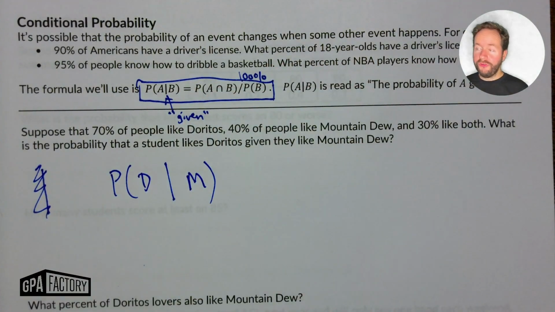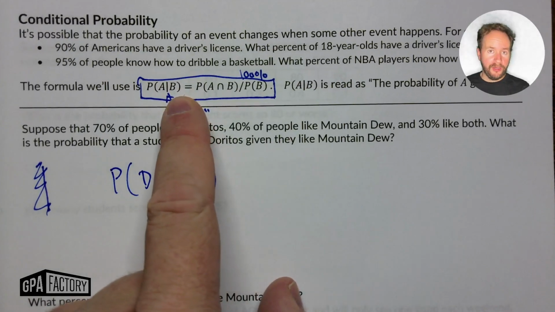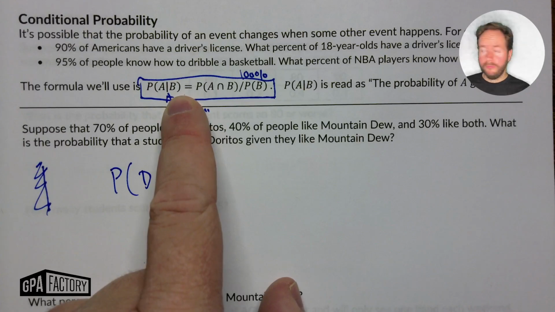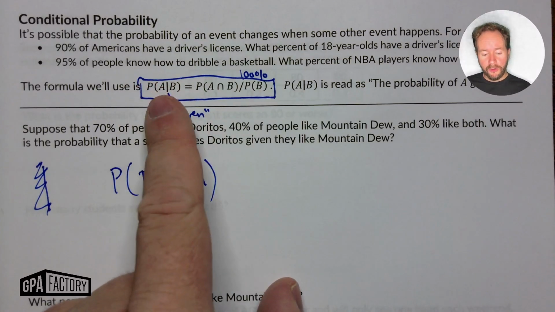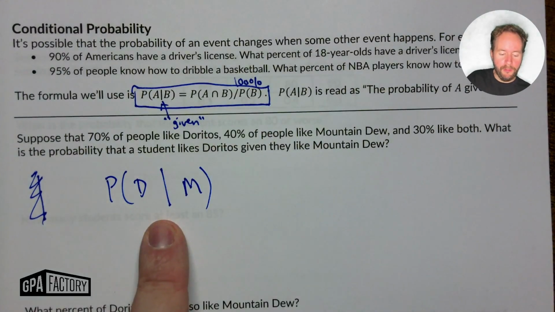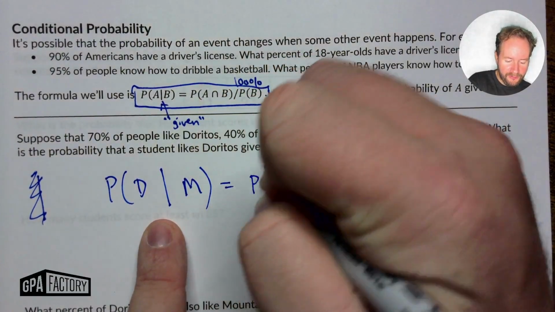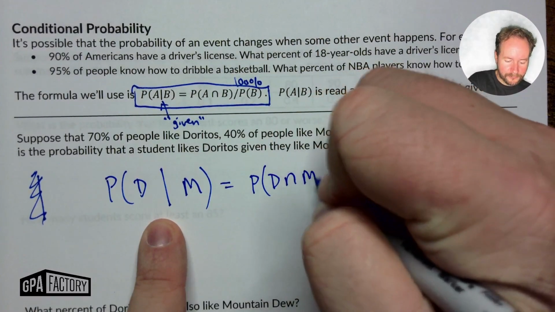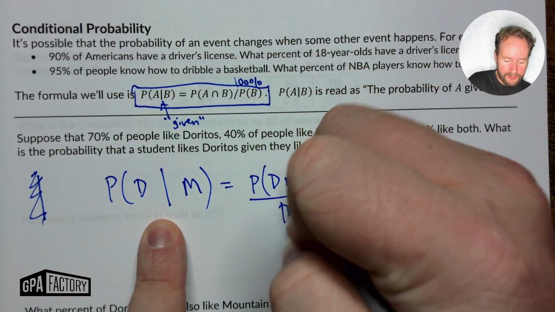All right, let's just use the conditional probability formula. You need to memorize this. If you haven't memorized it yet, memorize it now. Pause the video. Let it sink into your brain. You need to know this formula. So P of A given B is P of A intersect B divided by probability of B. That means probability of D given M is P of D and M divided by probability of M.